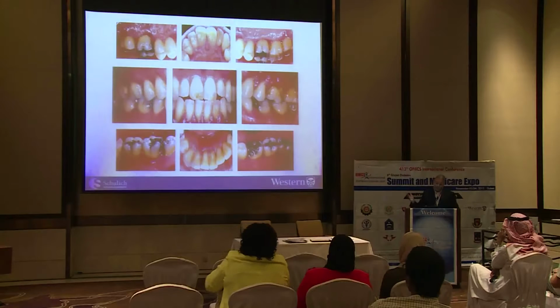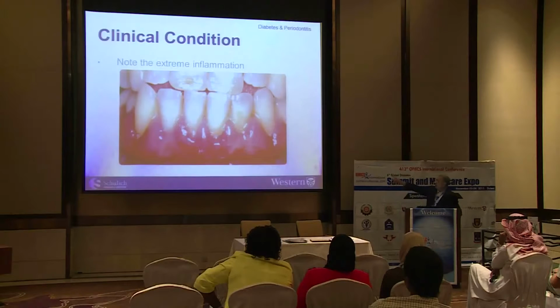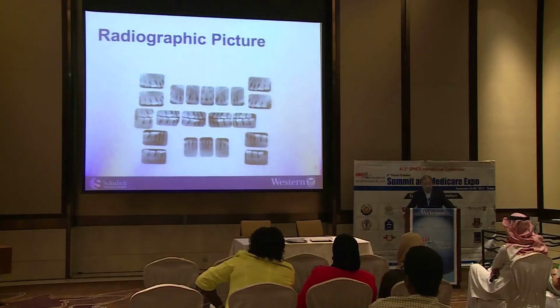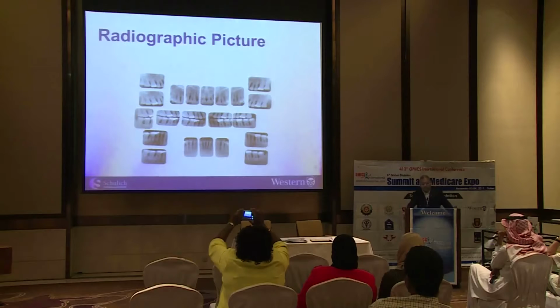And look at just this inflamed tissue. This is the kind of inflammation you get in uncontrolled diabetic patients around their gums. And there's advanced bone loss, you will see in the next slide probably. And this is a composite picture. There's more than 75% bone loss around her teeth.